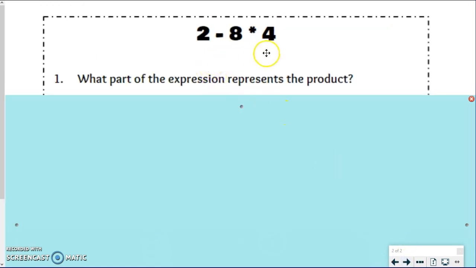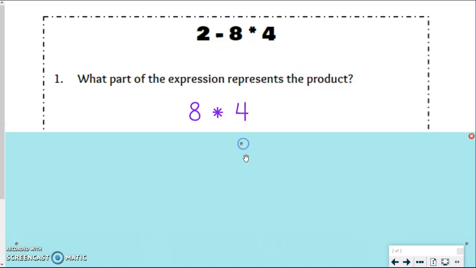This is a numerical expression we're looking at. And we're not worrying about simplifying it. We want to look at the individual parts of it. So it says, what part of the expression represents the product? Product means multiplication. So what part of this expression represents multiplication? It's 8 times 4. Okay, you could technically say it's 32, but we want to look at the expression originally the way it is, and so we want 8 times 4. That part of the expression, like if I put a box around it or something, that would represent the product because we're multiplying those numbers together.